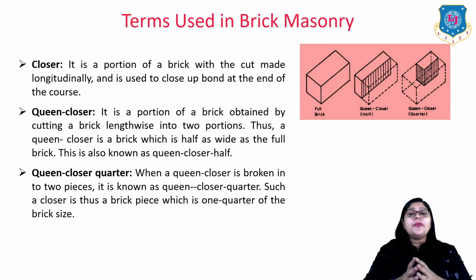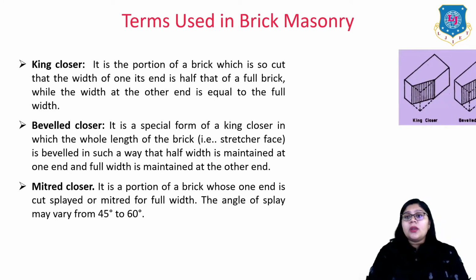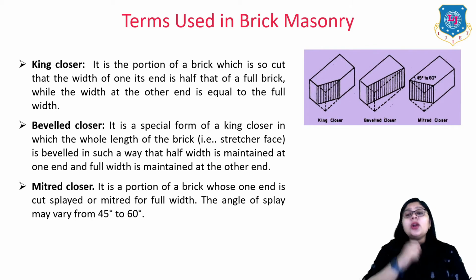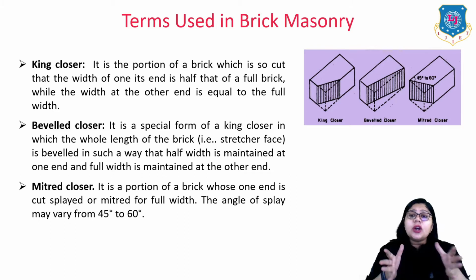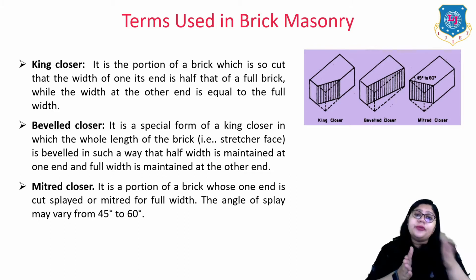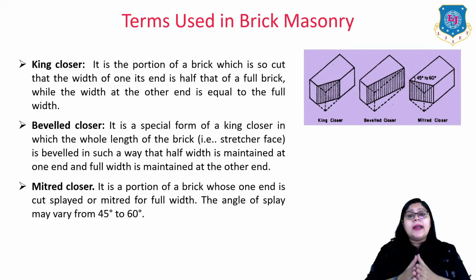Similarly, we can identify another term which is queen closure quarter. So when a queen closure is broken in two pieces it is known as a queen closure quarter. Such a closure is thus a brick piece which is 1/4 of the brick size as shown in this figure, right? Now the next term is the king closure. So it is the portion of a brick which is so cut that the width of its end is half that of the full brick, while the width at the other end is equal to the full width, right? As shown in this figure.